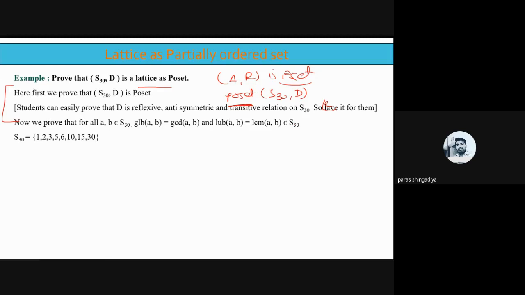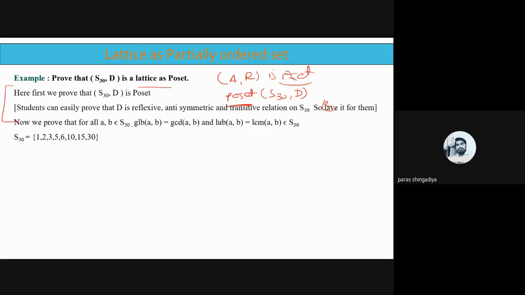ठीक है, सो हमें वो सब पेयर कलेक्ट करनी है और उस सब पेयर का सब पॉसिबिलिटी का GCD find करना है, and after that find LCM. And if this answer of GCD and LCM is again in S30, वो आंसर S30 में से कोई वैल्यू हो, तो we can say that (S30, D) is a lattice, is a poset.